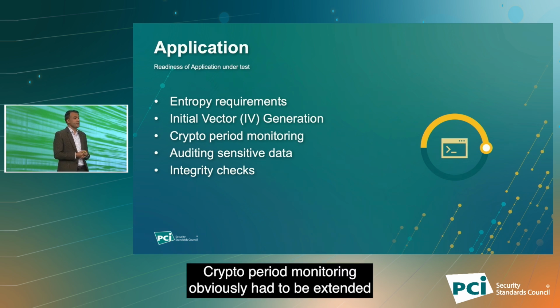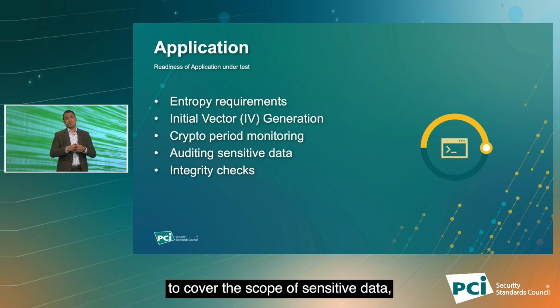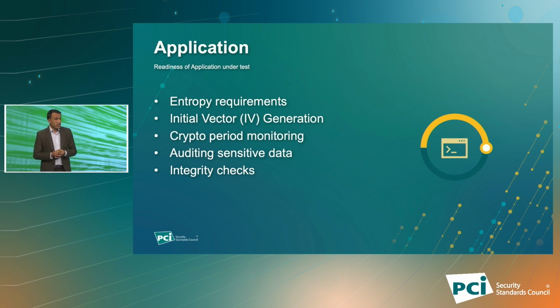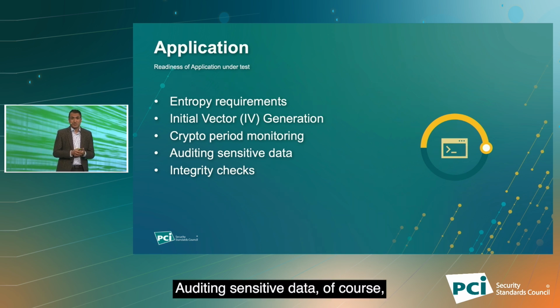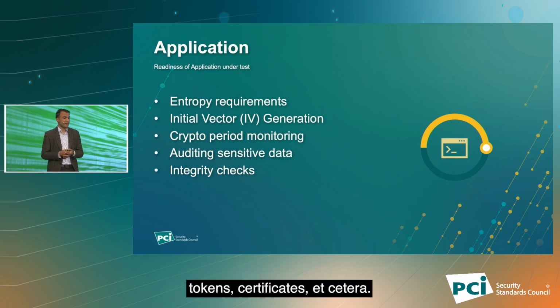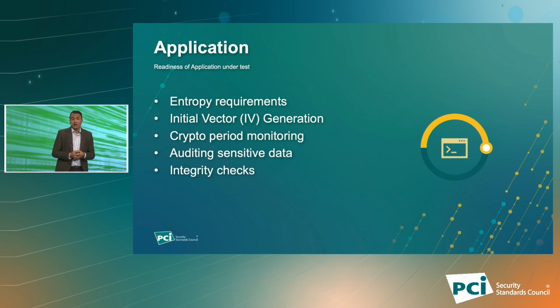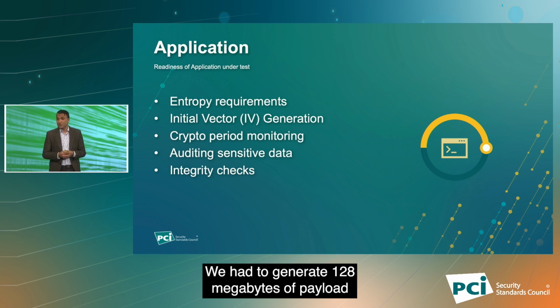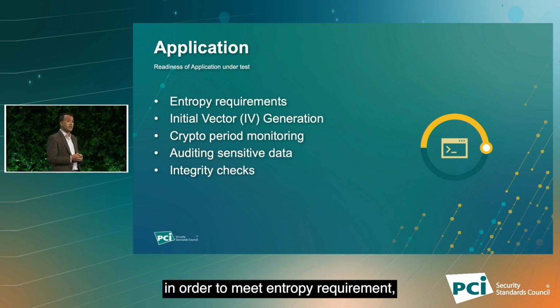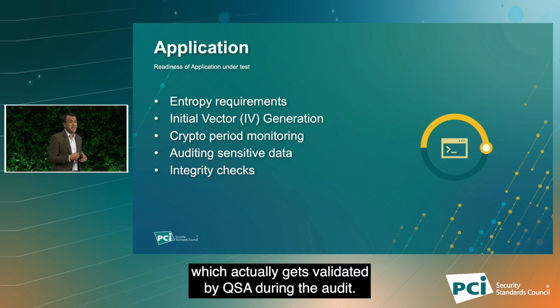Crypto period monitoring obviously had to be extended to cover the scope of sensitive data, so we extended that for keys and tokens, including HSM keys as well. Auditing had to be extended in order to audit keys, tokens, certificates, etc. We had to generate 128 megabytes of payload in order to meet the entropy requirement, which gets validated by the QSA during the audit.